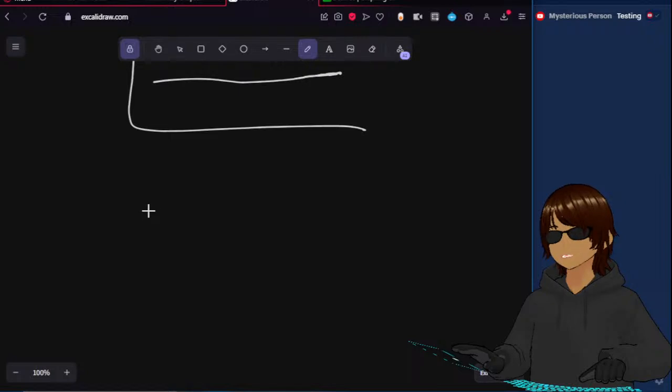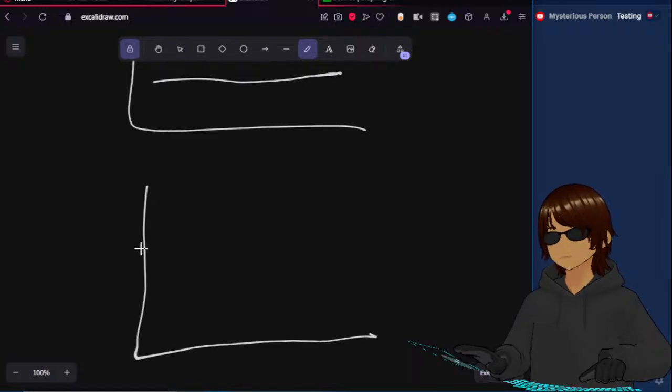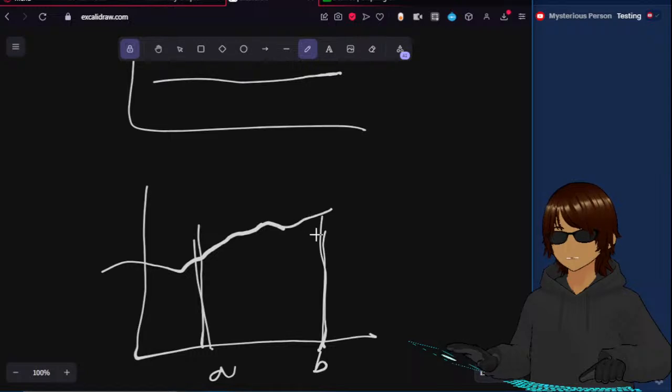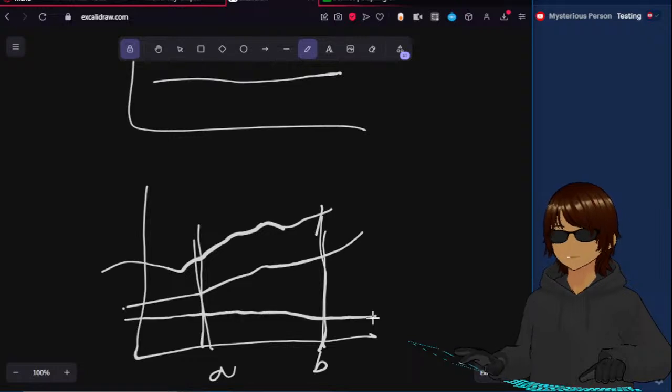All of them make intuitive sense. So between a and b, these are not straight lines. Never mind. Between a and b, the derivative is always positive. So this won't happen. It's just like this, increasing, or if it's always negative, decreasing.